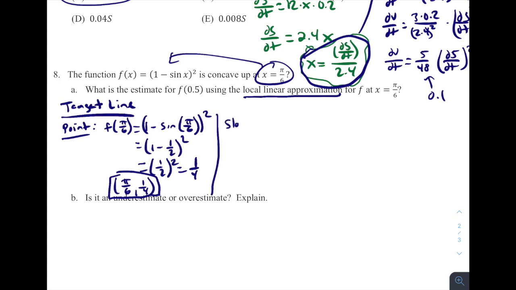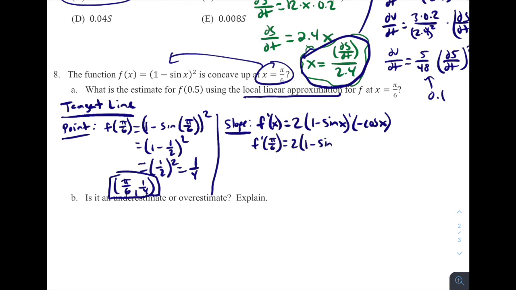The slope we know is going to come from the derivative, because they didn't give us the slope here, but we know that the derivative is the slope of the tangent line. So f prime of x, the derivative of f, is going to be, by the chain rule, 2 times 1 minus sine of x times the derivative of 1 minus sine of x, which is negative cosine of x. And I'm curious what that slope is at pi over 6. So f prime of pi over 6 is going to be 2 times 1 minus sine of pi over 6 times negative cosine of pi over 6.